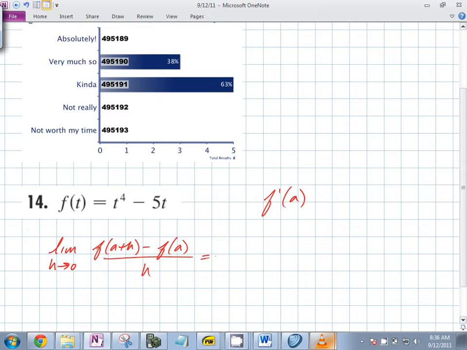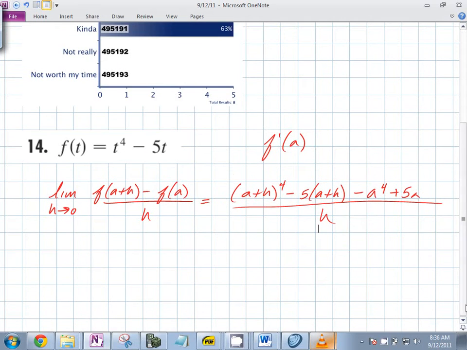So this is going to be a plus h to the fourth minus 5 times a plus h, minus a to the fourth, plus 5a, because you're subtracting the negative, all over h.